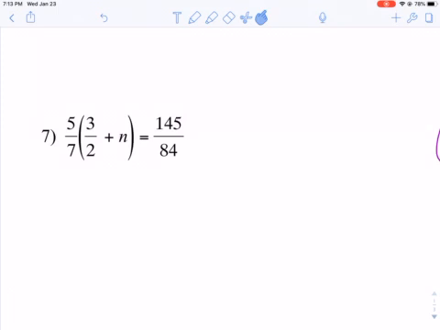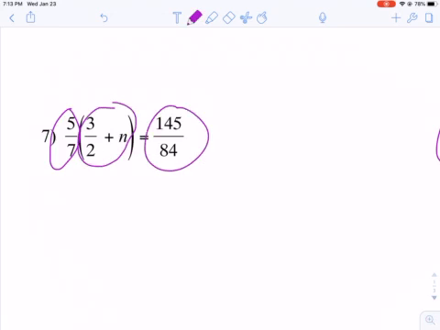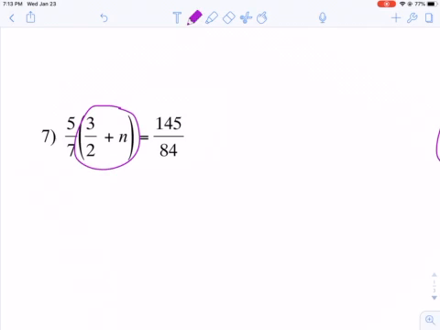Now, multi-step problems with fractions can be a bit difficult, so I'm going to walk you through number 7 here, which has been giving some people some trouble. So, here's what I'm going to do first. You'll notice I have 5/7 times (3/2 + n), and then on the other side here I have 145 over 84.